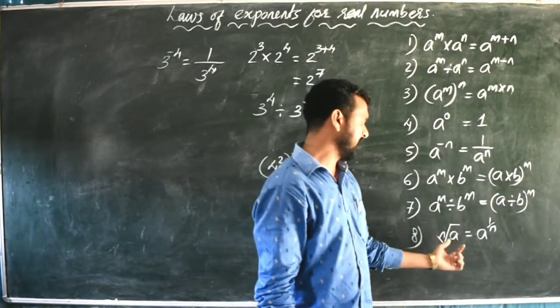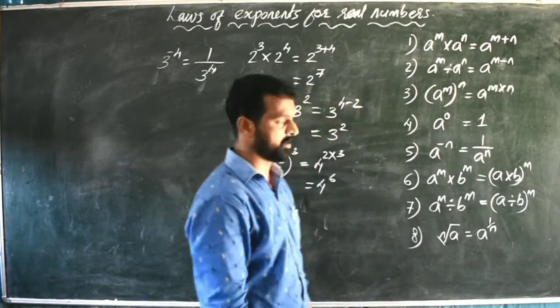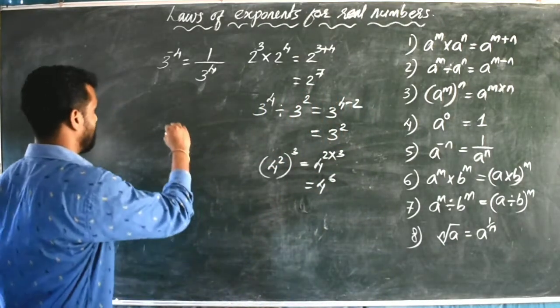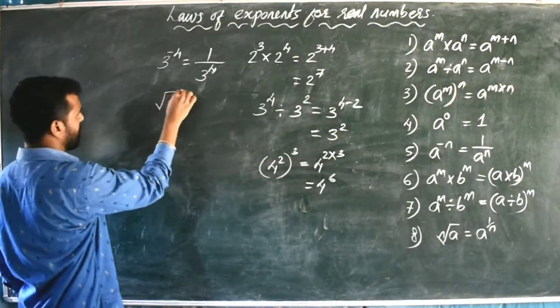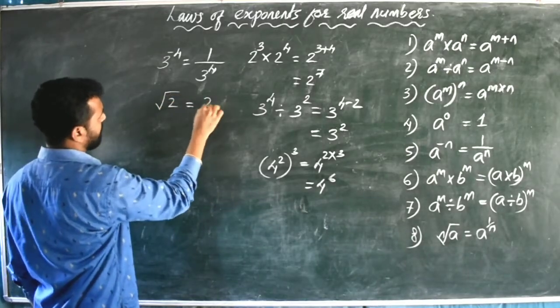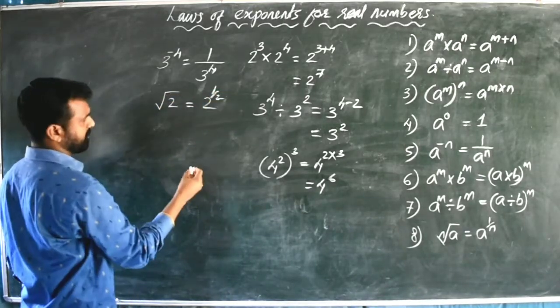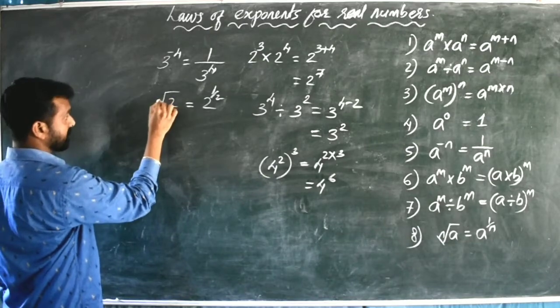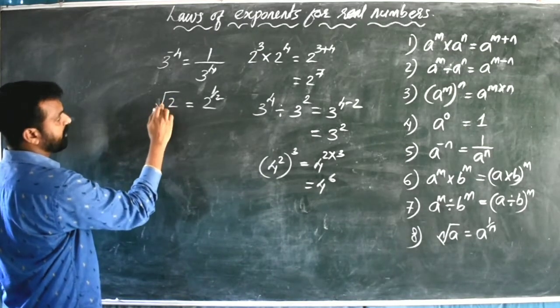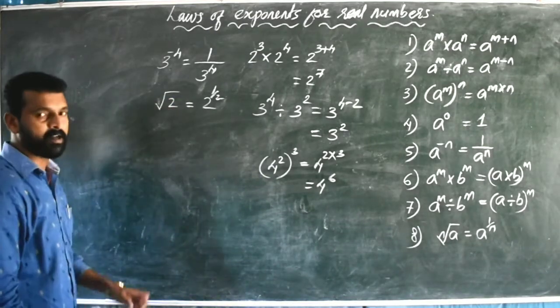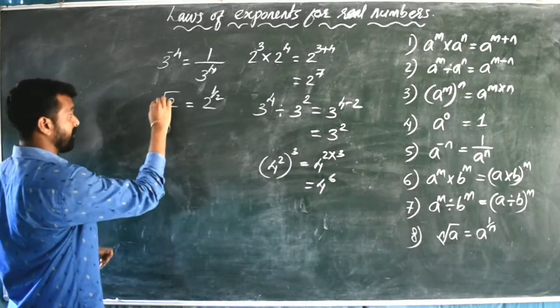Then next one, nth root of a is equal to a raised to 1 by n. For example, square root of 2 is equal to 2 raised to 1 by 2. Square root means actually the number is 2, but we are not using that number. Only the symbol we will use, the square root symbol only.